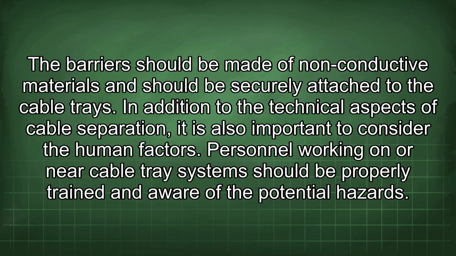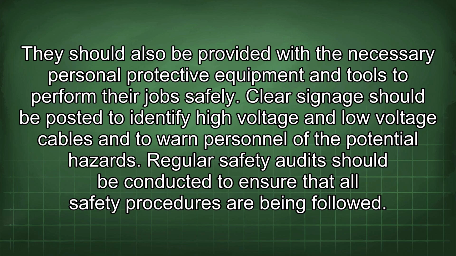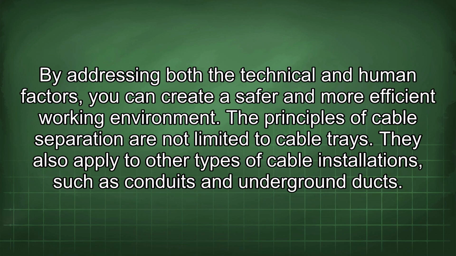In addition to the technical aspects of cable separation, it is also important to consider the human factors. Personnel working on cable tray systems should be properly trained and aware of the potential hazards. They should also be provided with the necessary personal protective equipment and tools to perform their job safely. Clear signage should be posted to identify high voltage and low voltage cables and to warn personnel of the potential hazards. Regular safety audits should be conducted to ensure that all safety procedures are being followed. By addressing both the technical and human factors, you can create a safer and more efficient working environment.